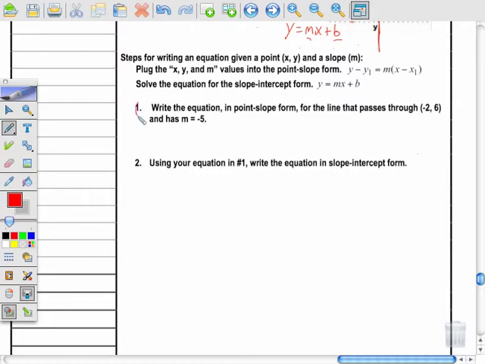Let's just look at number 1 here. Write the equation in point slope form of the line that passes through, and it gives you the point and it gives you the slope. All right, we can write the equation, and the equation for point slope is given to you right here. It gives it to you. So let's rewrite that in our problem. We got y minus y1 equals m times x minus x1. Okay, there's the form.